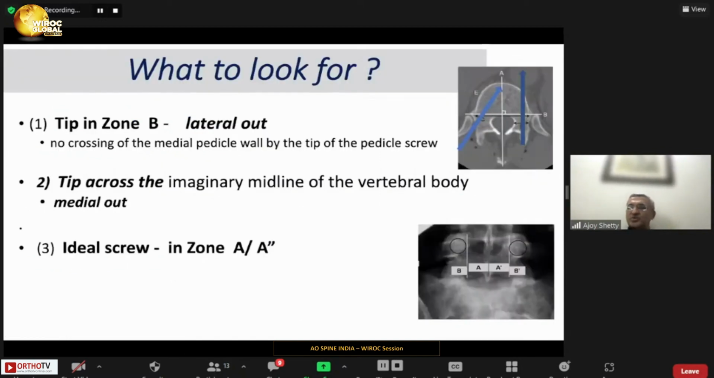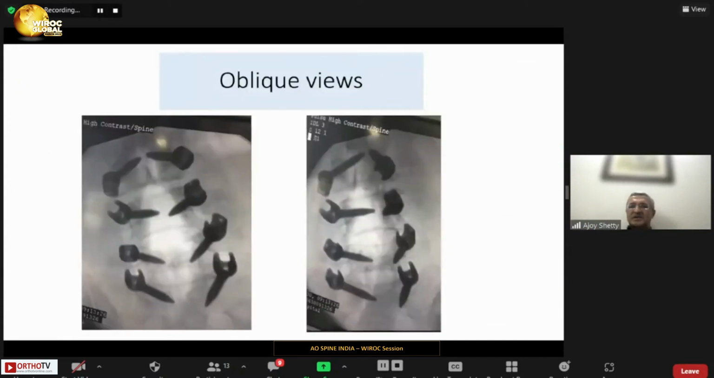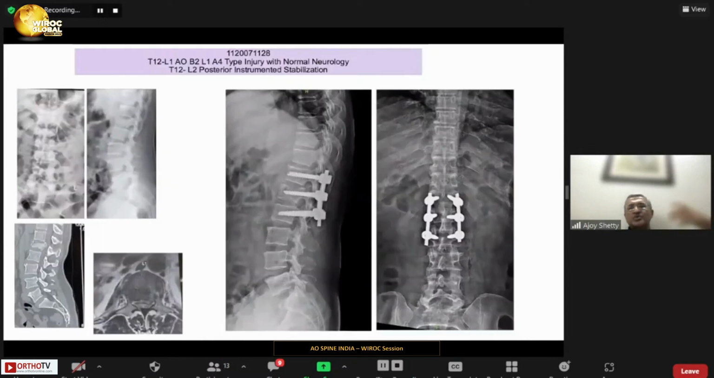A tip in zone B obviously means there is a lateral cutout. A tip across the imaginary midline of the vertebral body means there is a medial cutout. And if there is a doubt, always use the oblique view or the Scotty dog view, and you can see the end-on view of the pedicle. It gives a very good idea whether your screws are appropriately placed. It may not be possible in vertebrae which are rotated, but in a usual scenario, especially in the lumbar spine, it is ideal to use oblique views.